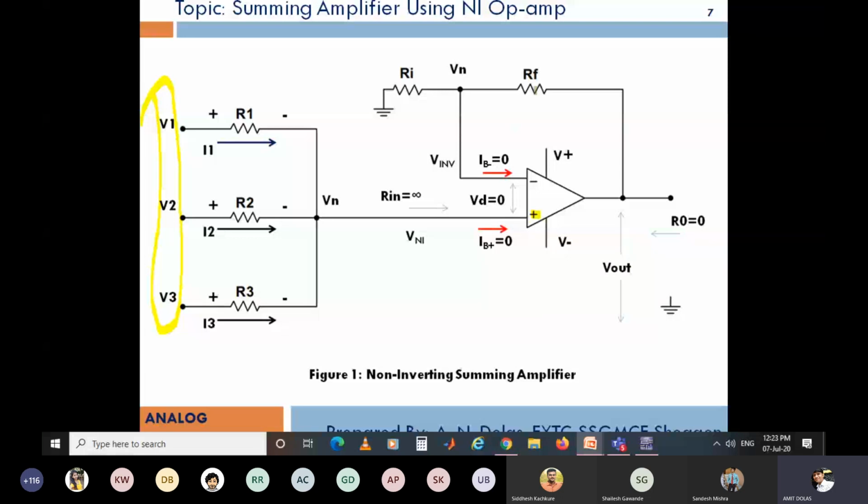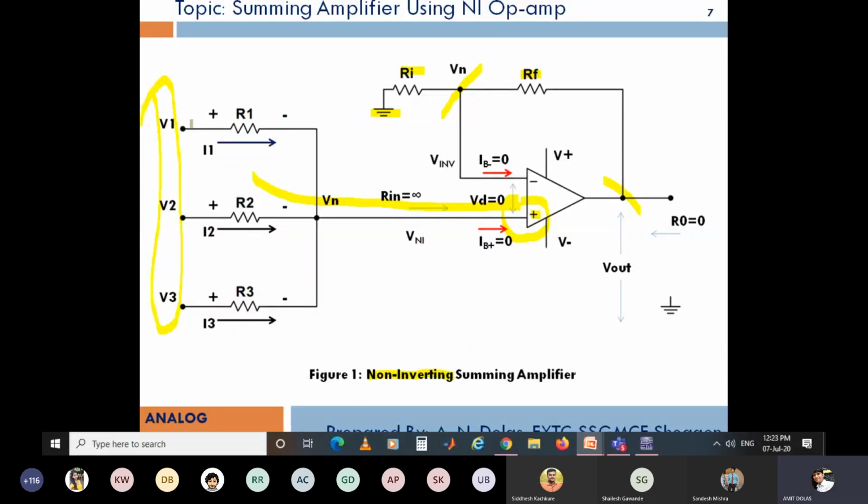Now here what you can see, non-inverting mode is there because feedback resistance is connected between output and the inverting terminal. Then input resistance Ri is connected between inverting terminal and ground. And the input is coming from this end, right? So input is connected to the non-inverting terminal. That's why it is referred to as non-inverting mode.